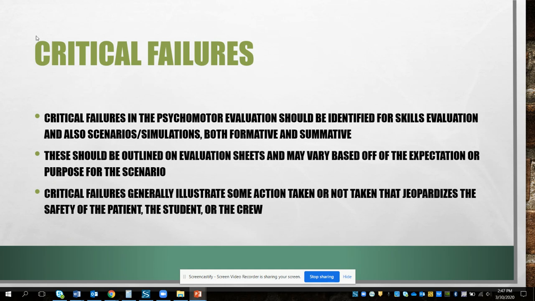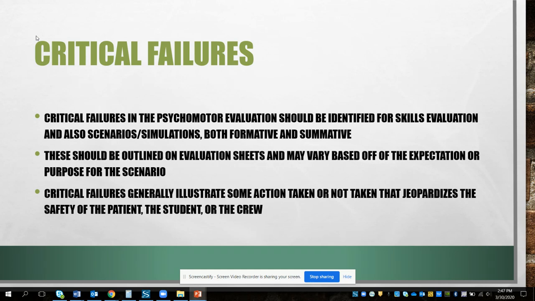Looking at critical failures in the psychomotor evaluation, these should be identified for skills evaluation, but also for scenarios and simulation, both formative and summative. These should be outlined on evaluation sheets and may vary based off of the expectation or the purpose for the scenario. So I'll give you an example for our most recent night ops that we performed with our paramedic students a few weeks ago. Each scenario that was written had its own set of critical failures because each one had its own expected outcomes.